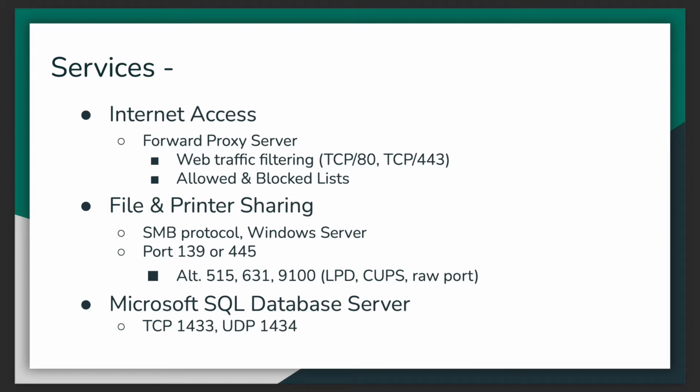Internet access would be provided through the ISP, yet the web traffic generated by the employees would be redirected to a forward proxy server. Utilizing TCP port 80 and TCP port 443, the proxy server would filter traffic based off an allowed and blocked list.